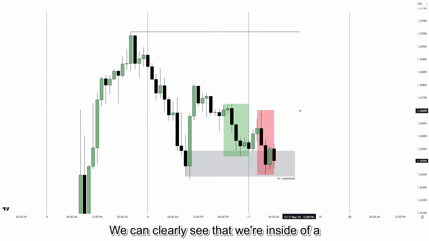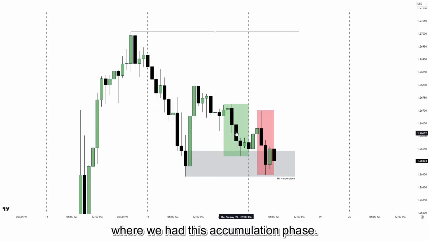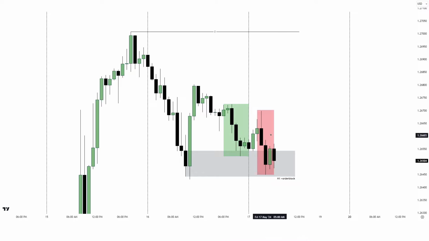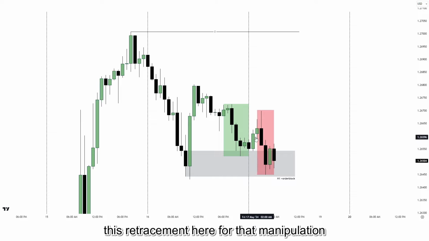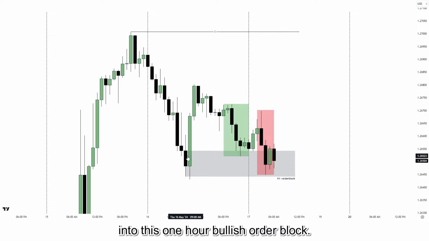We can clearly see that we're inside of a New York power of 3. We have the Asia session between the opening to 12 a.m. where we had this accumulation phase. Following that accumulation phase, we had this retracement here for that manipulation during the London session into this 1 hour bullish order block. This bullish order block on the 1 hour is our key level.